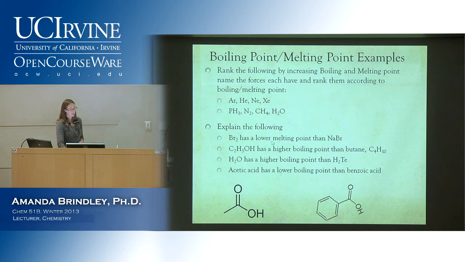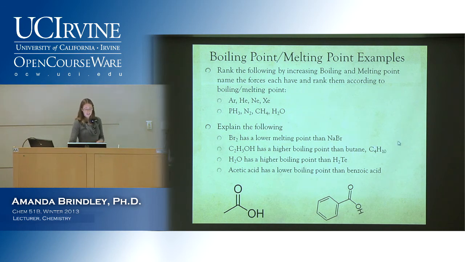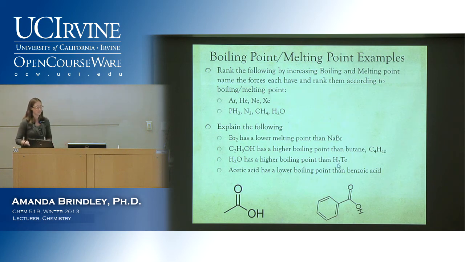Now, what about something like this? We have C2H5OH. So you would want to make sure you can draw that, right? What do we know looking at this that we have? What intermolecular force? Hydrogen bonding, right? We have that OH right here. It's because of this OH group. Now we look at this, do we have hydrogen bonding in that group? No. So why would that have a higher boiling point? Hydrogen bonding. Now water has a higher boiling point than H2Te. Why? Hydrogen bonding. Acetic acid has a lower boiling point than benzoic acid.